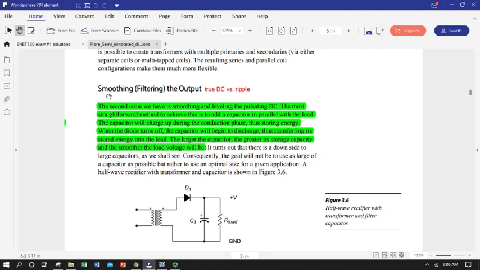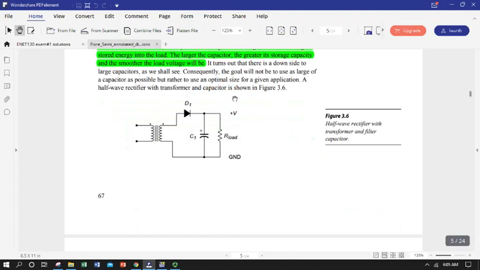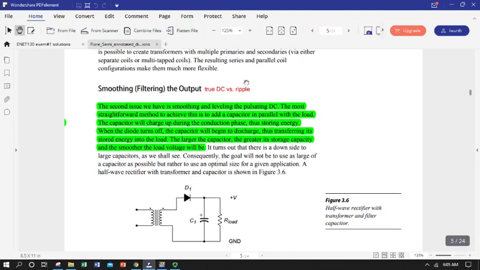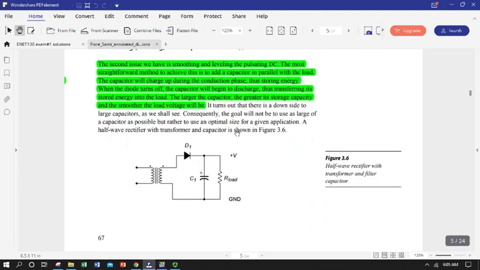Mr. Fiore discusses this in the smoothing, filtering the output section here starting on page 67. So we're going to introduce the concept of true DC versus pulsed and look at the true DC average level versus what we call ripple, which is the remaining periodic waveform that we may or may not want.